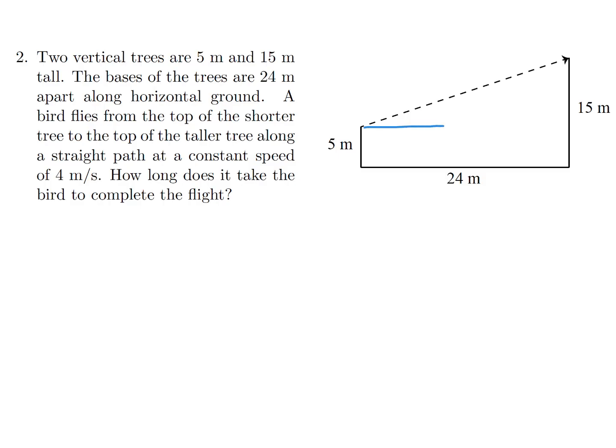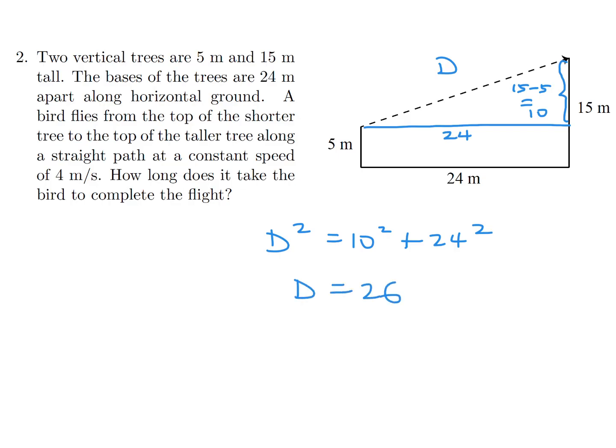Well, let's first just draw this parallel line, and that of course will still be 24, but this distance here will be 15 minus 5, which is 10. So if I call this distance D, you can use Pythagoras. D squared is 10 squared plus 24 squared, right? And then when you calculate D, it'll be 26.